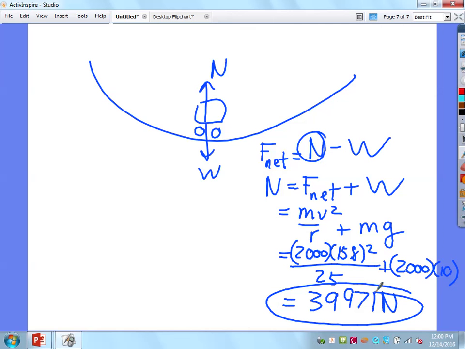So that's it. Those are circular motion, directions of acceleration, velocity, and force. Draw out a free body diagram when you're doing these problems. And from there, look at what cancels out and solve.